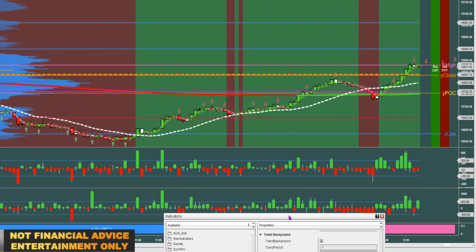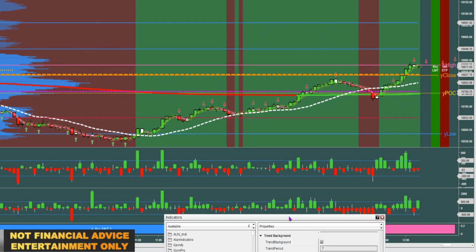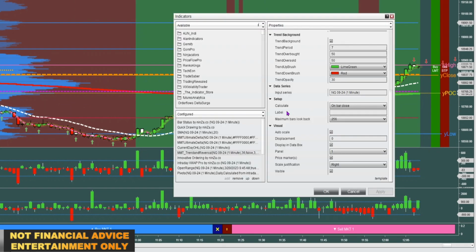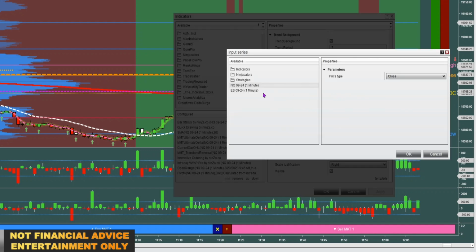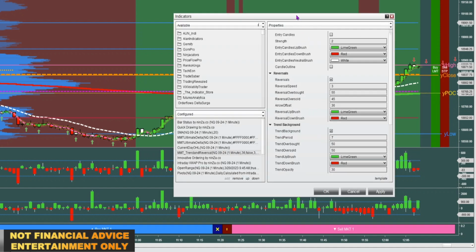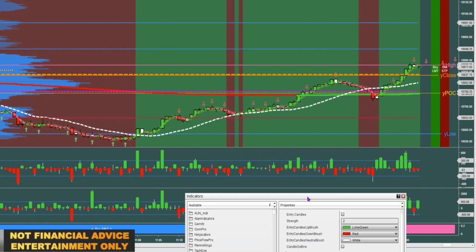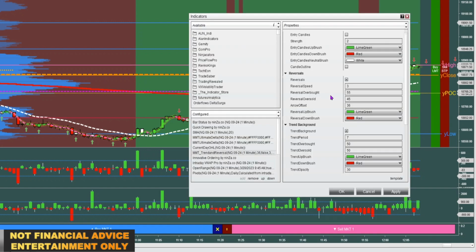So this is the exact same chart with the exact same reversal settings, except I changed the input series back to the default. This is the default input series of the close of the price on your chart. Same exact reversal settings, but now that we have the default input series, there's just a ton more reversal arrows. So again, there's a couple ways we can go about this. We could try bumping up the reversal overbought and oversold.